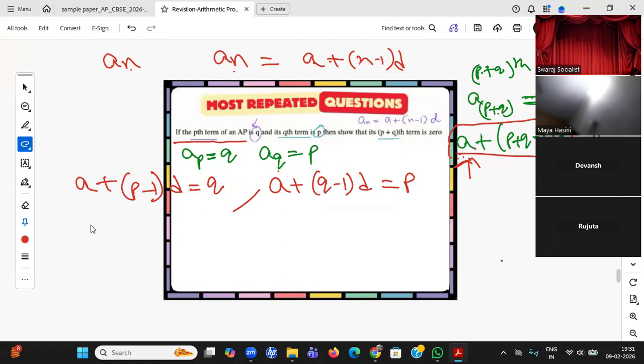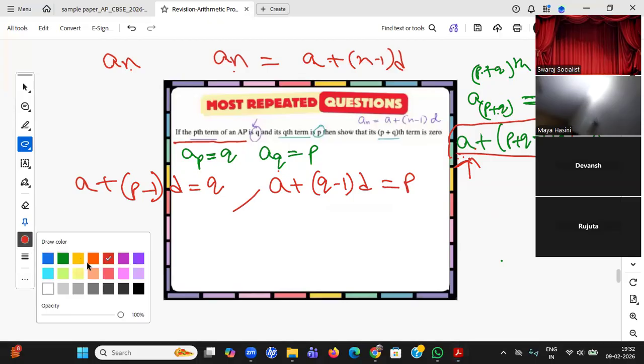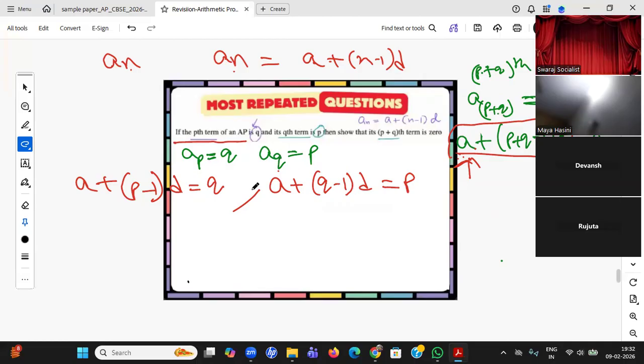How will you solve? We generally either add or subtract. You add once, you subtract once, and see which is the best way. Here, obviously you need to subtract so that a and a get cancelled, so there is no reason to guess. This is equation number 1, equation number 2. If I subtract 1 minus 2, what will happen?